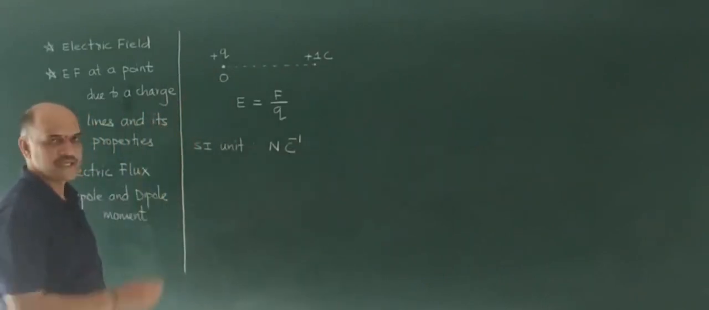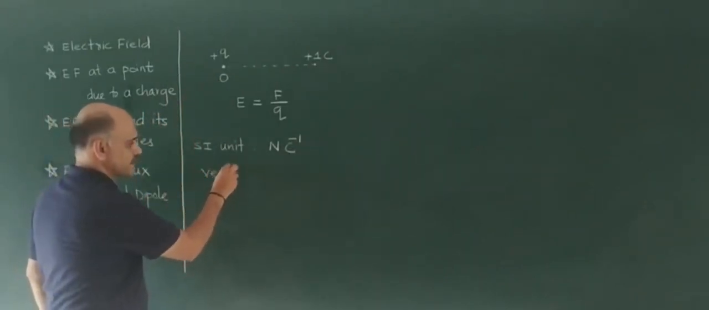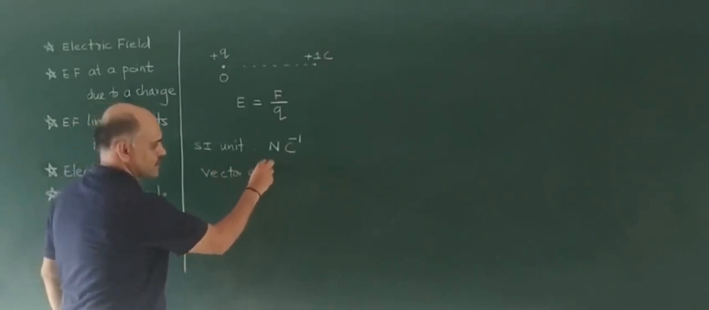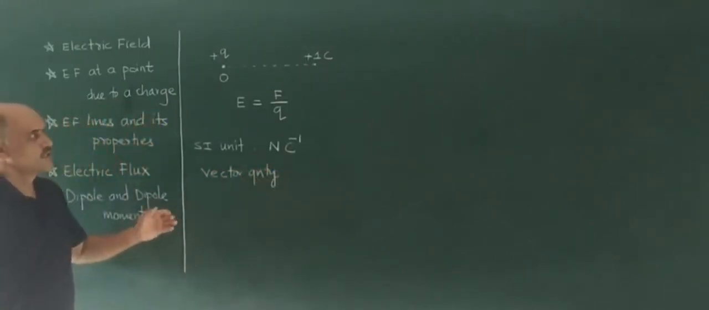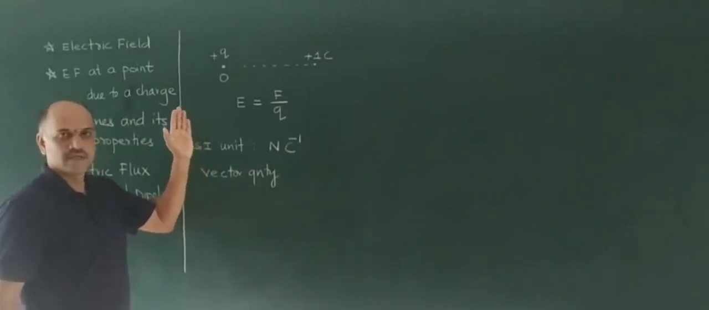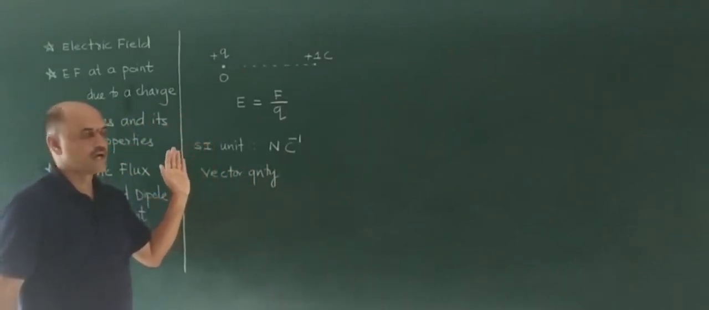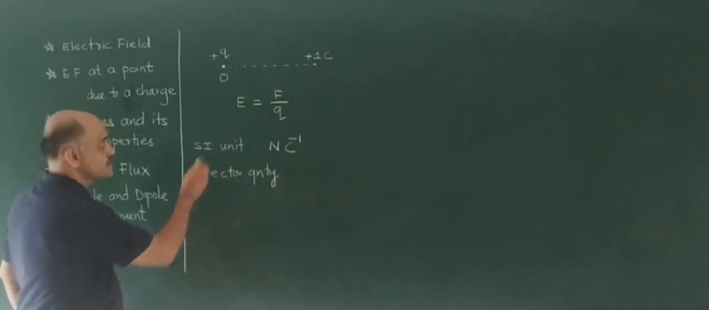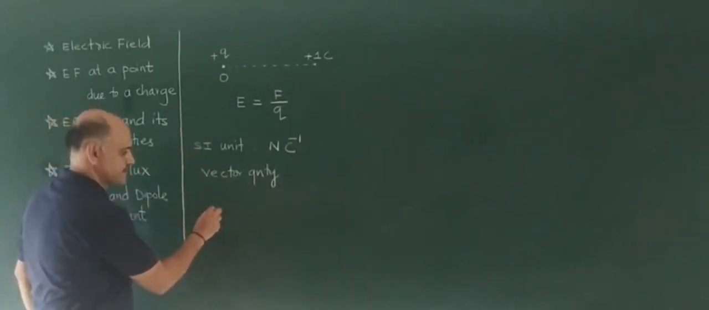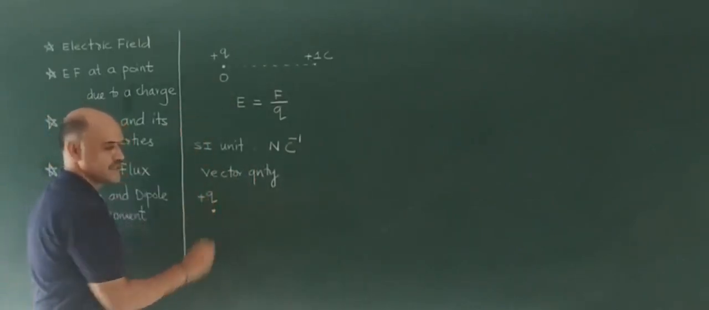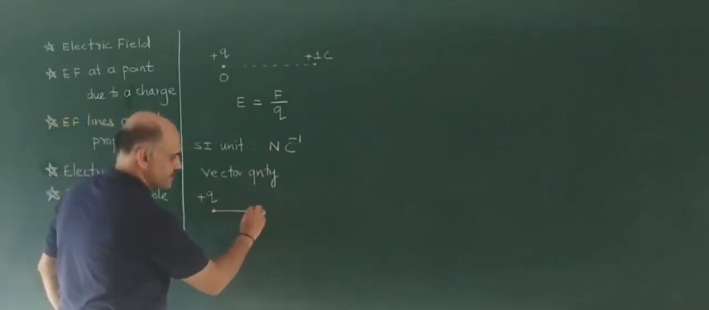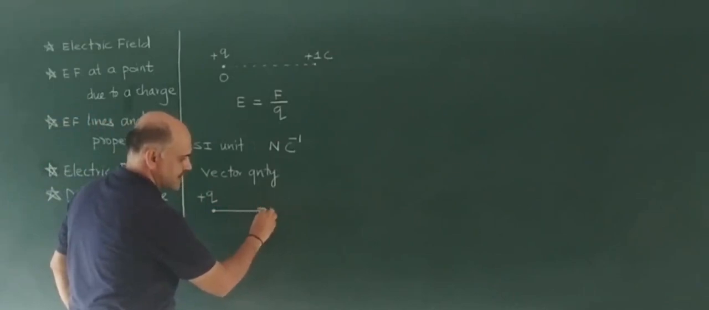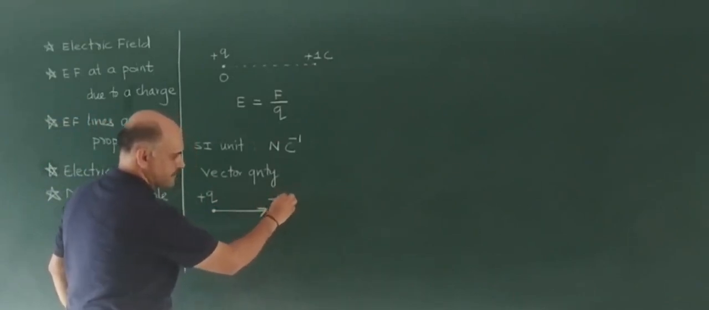Electric field is a vector quantity, means it has a direction. So how we take direction is, electric field is taken away from positive charge. Suppose there is a positive charge like this, plus Q. Then electric field due to this charge is taken away from it. So in this direction E is taken.